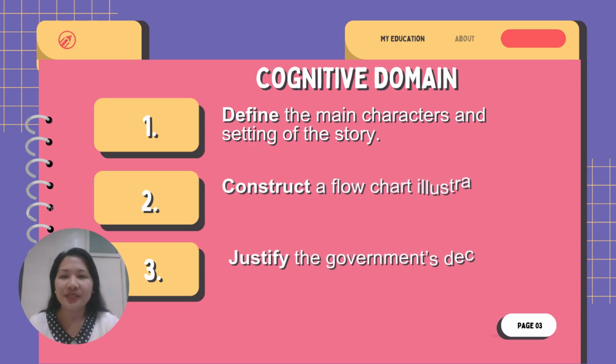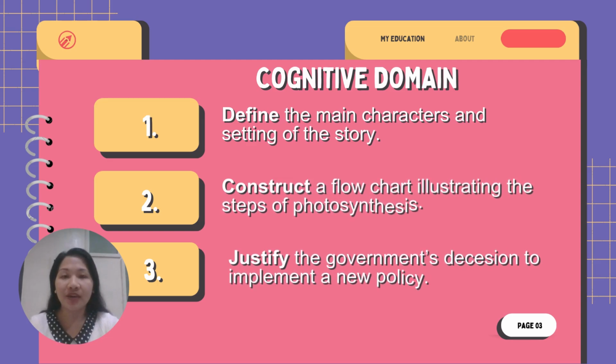Number one, define the main characters and setting of the story. The verb used here is define. This belongs to the cognitive domain. The verb define requires the student to recall or recognize previously learned facts, terminology, or knowledge. The student is not analyzing or creating new information. They are demonstrating their basic knowledge base by accurately stating the established meaning or identity of the characters and setting.